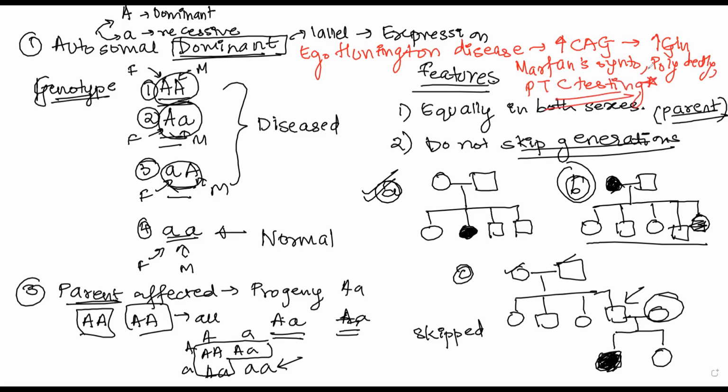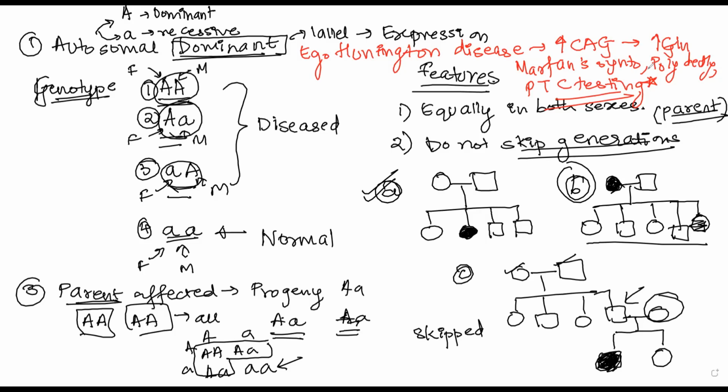PTC is a chemical compound that can be tasted only by those people who have the receptors for it in their tongue, and not all people have receptors for it on the tongue. So it is a genetic marker. Therefore PTC and Huntington's are very important examples for this category.